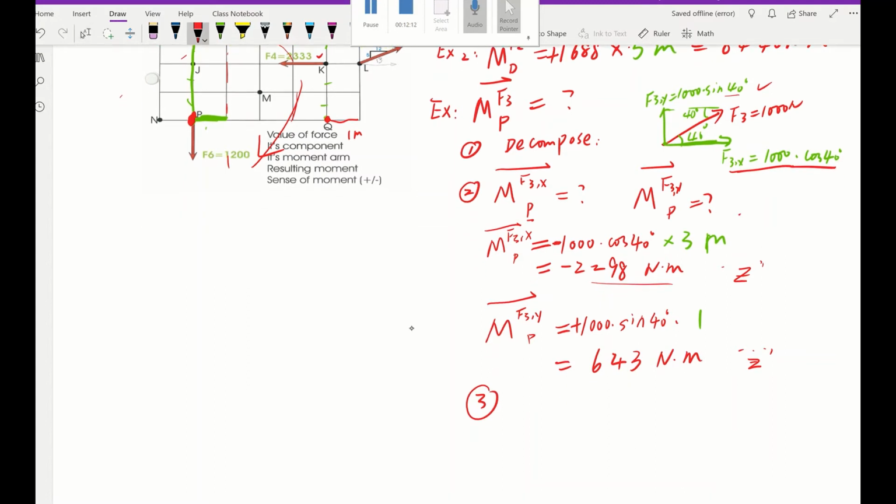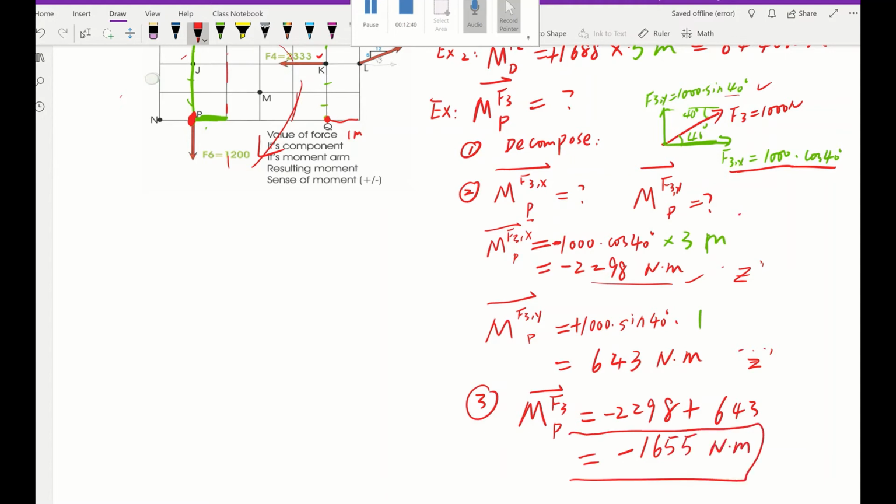And so the very last step is, if we were trying to solve this F3 rotating about P, we're ready to get an answer. So it's going to be this value, negative 2298, then plus 643. Add those values together and let's see what we have. We'll have the answer as negative 1655 Newton meter. Then that's your answer for this M3 rotating about P.